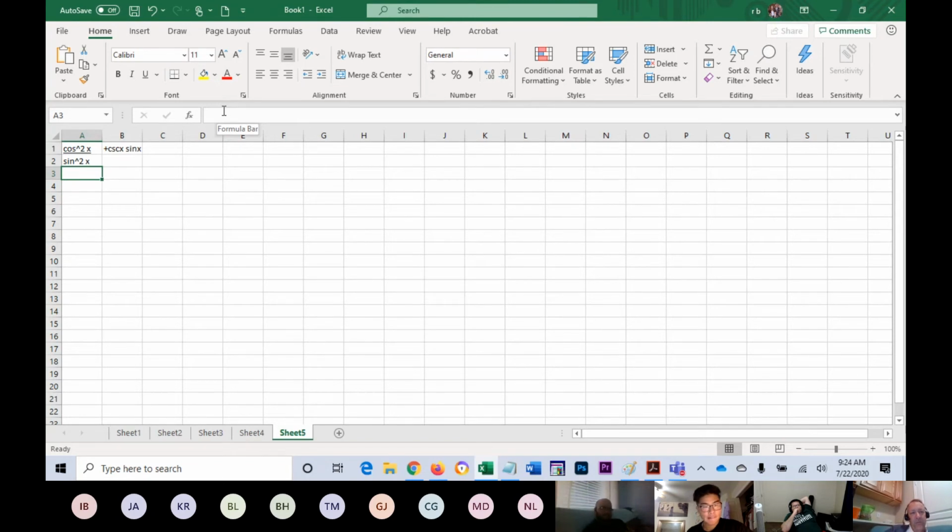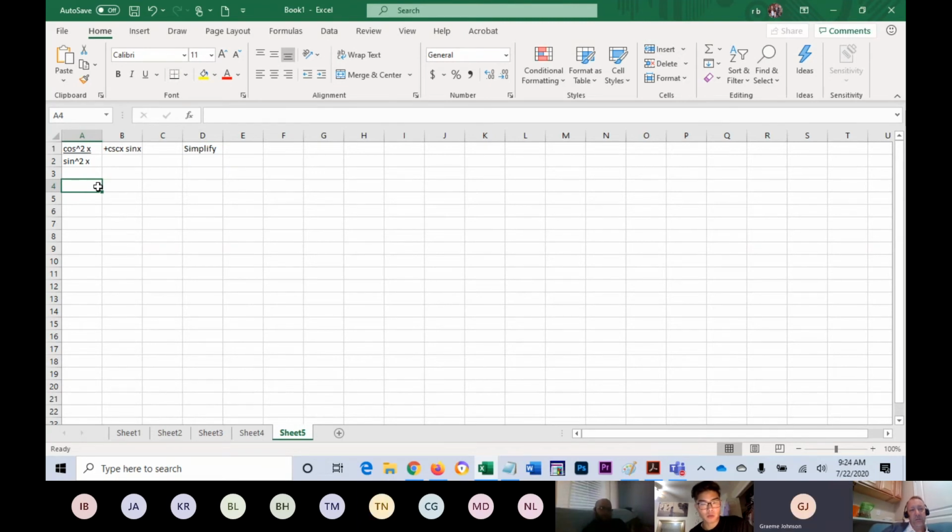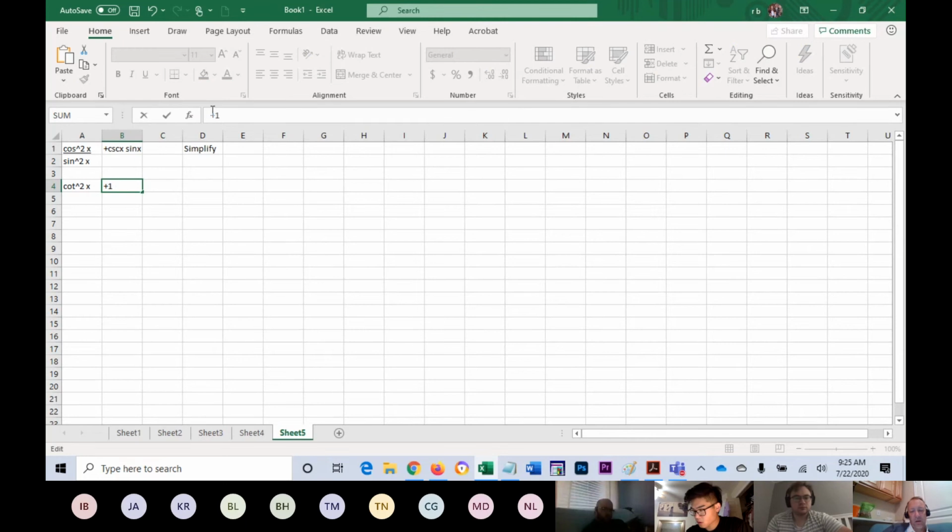So what do you guys think? Well, cosine squared of x, can't you change that into 1 minus sine squared of x? You could. Or would you want to do that? I don't know. What's the cosine squared divided by the sine squared? Cotangent squared of x. And what about the cosecant and the sine? Would those just cancel out? Yeah, because cosecant's 1 over the sine, right? So this just becomes plus 1. So cotangent squared of x plus 1.